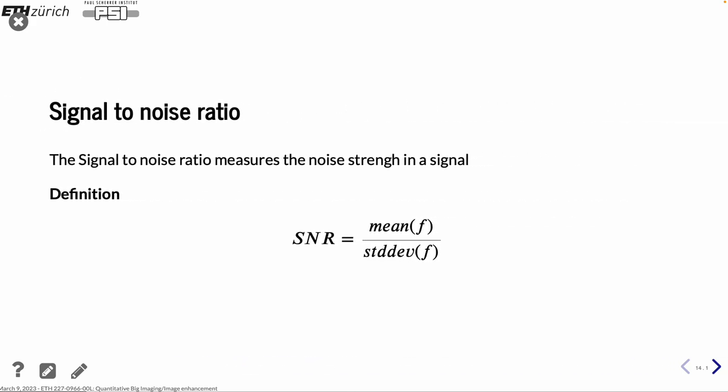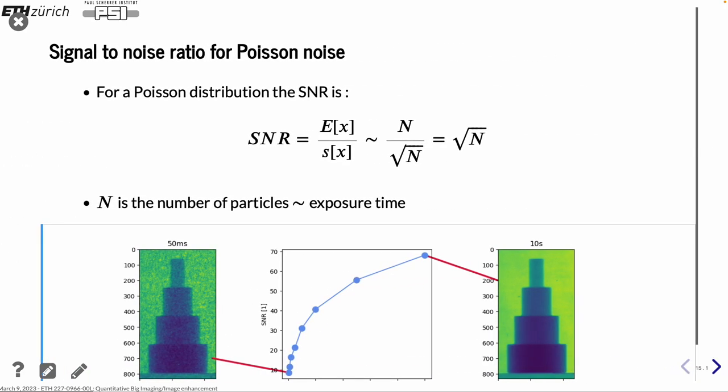And now we come to the signal to noise ratio actually. The signal to noise ratio is defined as the average intensity in a region divided by the standard deviation. And if we look at signal to noise ratio for Poisson noise, which is very specific, if we take the average value of the Poisson distribution, we get an n, which is the count. And if we take the standard deviation, it's the square root of n.